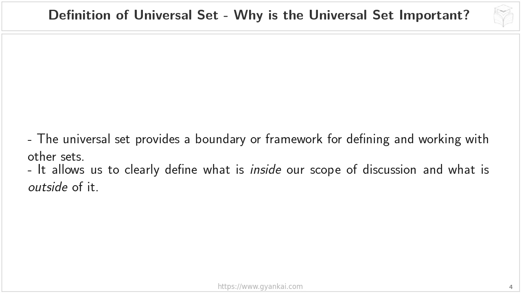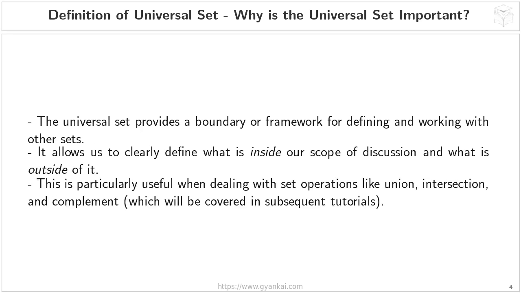Secondly, it allows us to clearly define what is inside our scope of discussion, and crucially, what is outside of it. This is really important for avoiding ambiguity. If we're only considering elements within the universal set, we know we're staying focused on the relevant information. Anything outside the set is, for the time being, irrelevant to our problem.